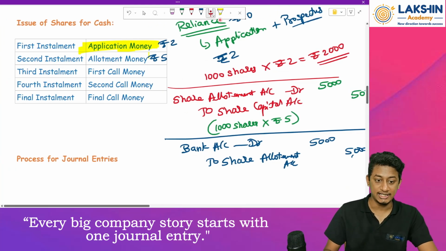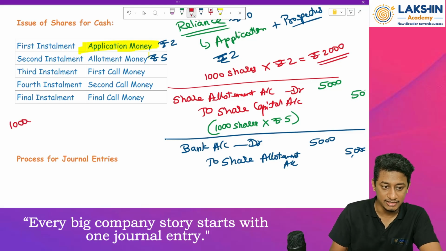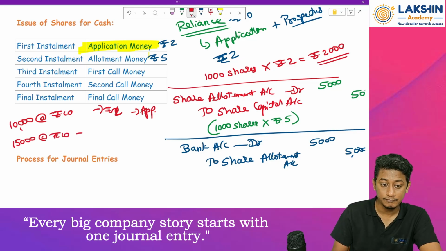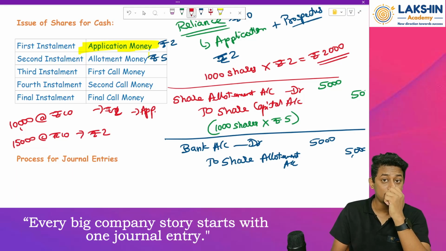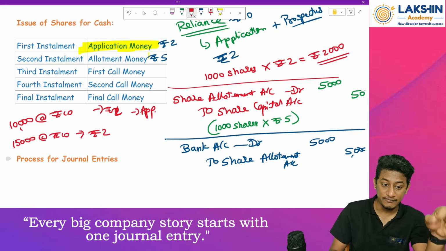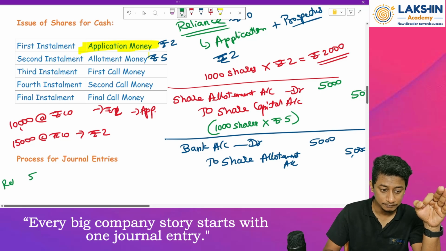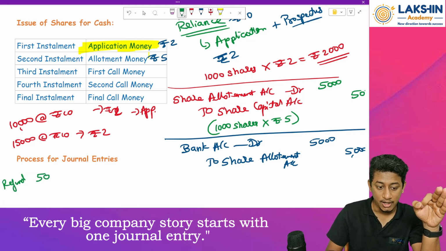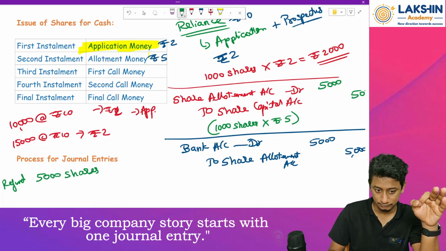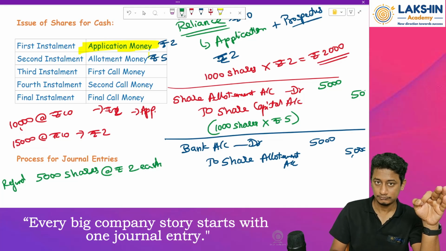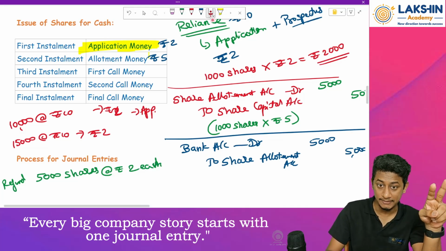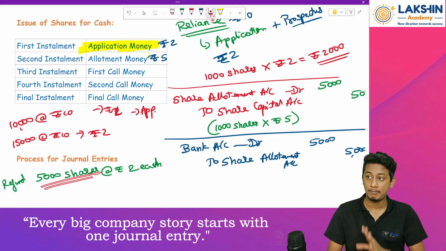Okay. Let us say we had issued 10,000 shares at rupees 10, where rupees 2 is received on application. But the company has received applications for 15,000 shares at rupees 10 each, with rupees 2 on application. Now what will the company do? Now the company has to refund money on how many shares? The company has to refund on 5,000 shares at the rate of rupees 2 each. Rupees 2 has been received on application extra for 5,000 shares. People have already paid me the money.